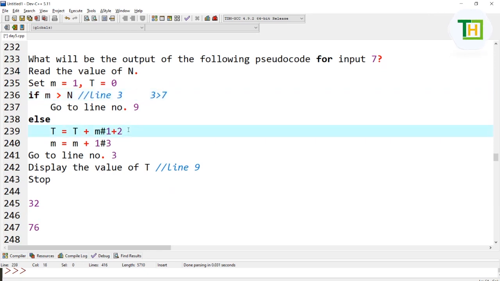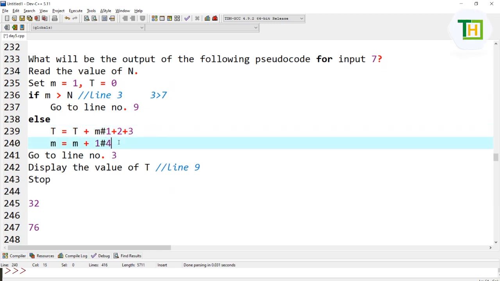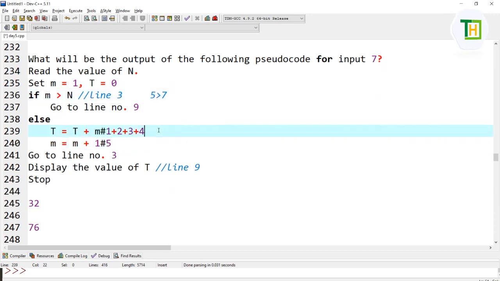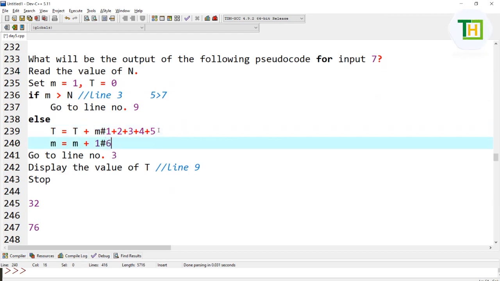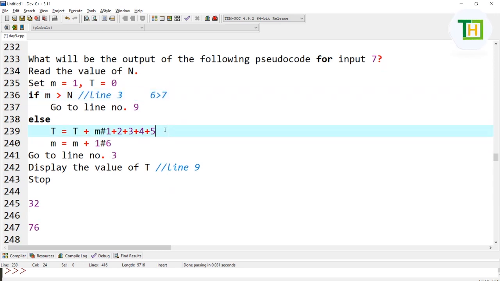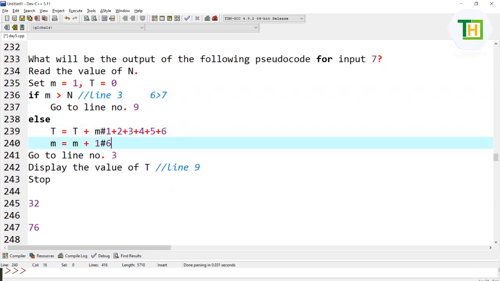No. Then I'm going to add 3 here, then it becomes 4. Is 4 greater than 7? No. Then it is going to add 4 here, then it becomes 5. Is 5 greater than 7? No. Then I'm going to add 5 here, then it becomes 6. Is 6 greater than 7? No. I'm going to add 6 here, then it becomes 7.